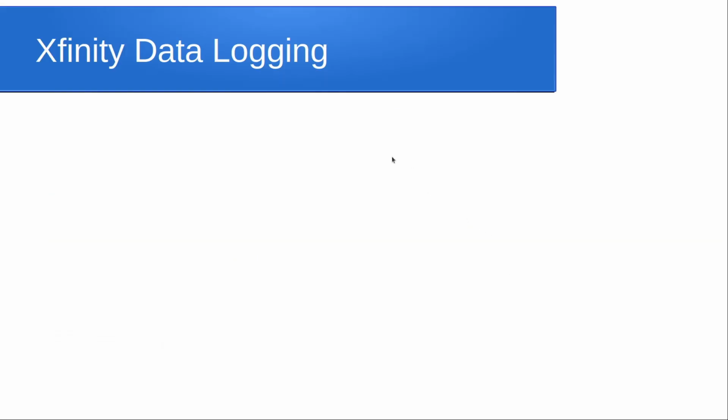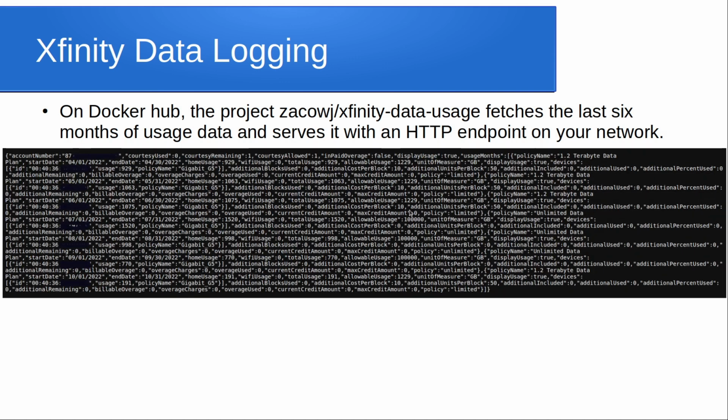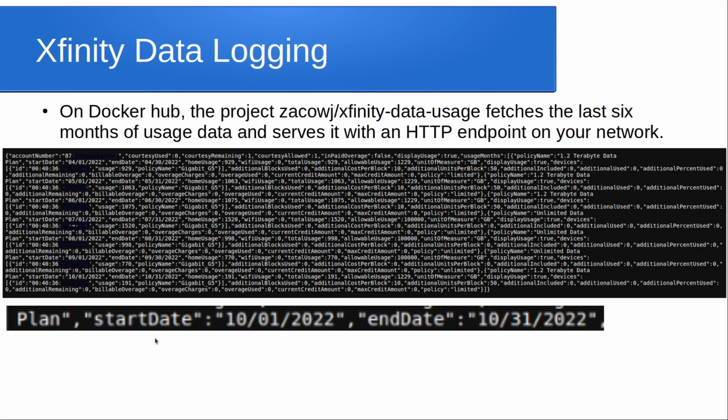So then I use this Xfinity data logging tool. And on Docker Hub, there's this project here called Xfinity Data Usage, and I'll put it in the show notes down there. And it fetches the last 6 months of usage data and serves it with an HTTP endpoint on your network. And basically, you get this blob of data out that's one big giant record through a web page. And I parse that, and it gives you the last 6 months of your usage plus the current month on what's going on.